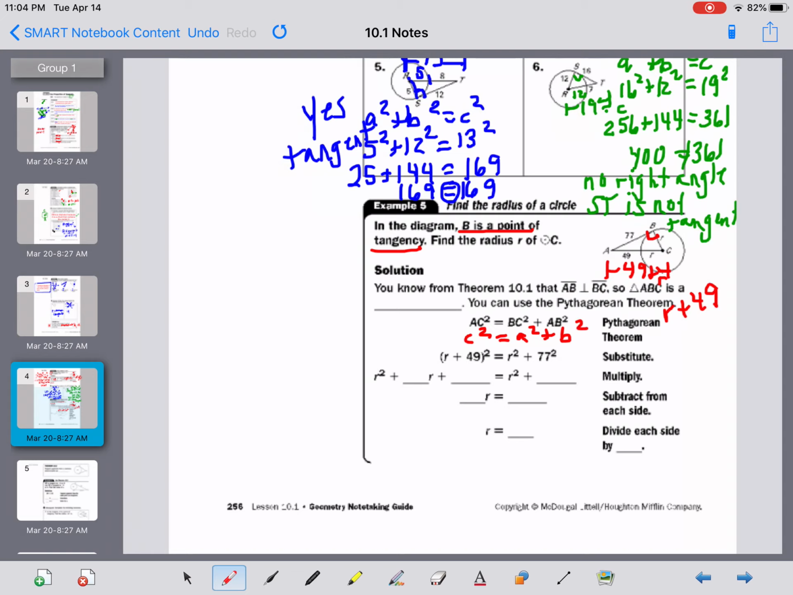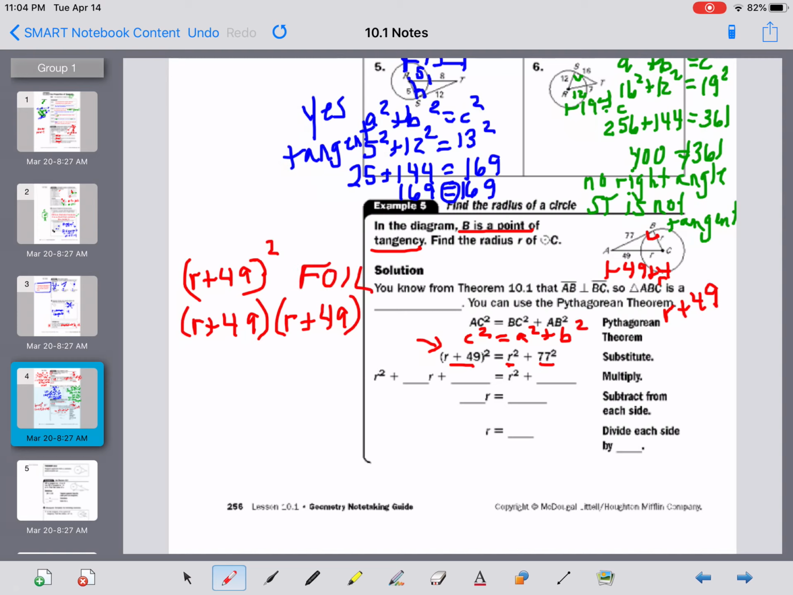That is my C, so you'll notice they put it in the C spot. And for my A and my B, I just need R in one and 77 in the other. And of course, they didn't give me very pretty numbers. All right, I need to remind you here of some algebra. If I have R plus 49, and I'm going to square that, that means I'm taking R plus 49 times itself, R plus 49. And whenever I see two binomials like this, I need to remember to FOIL.